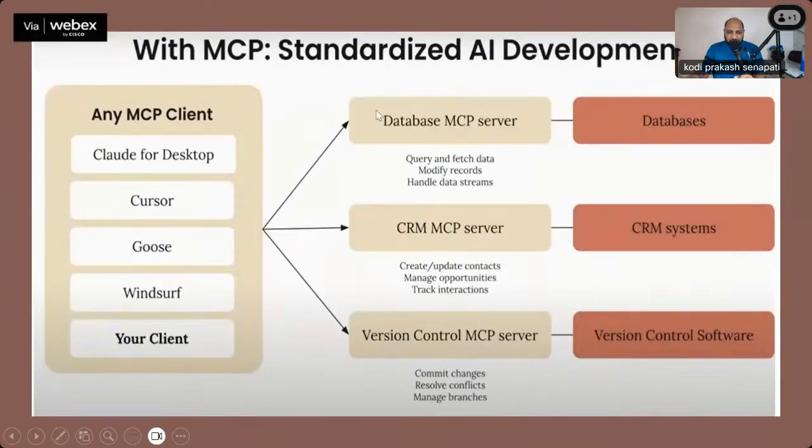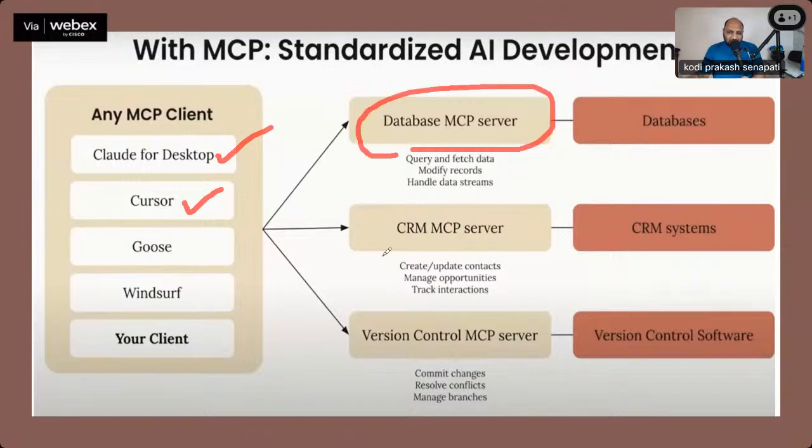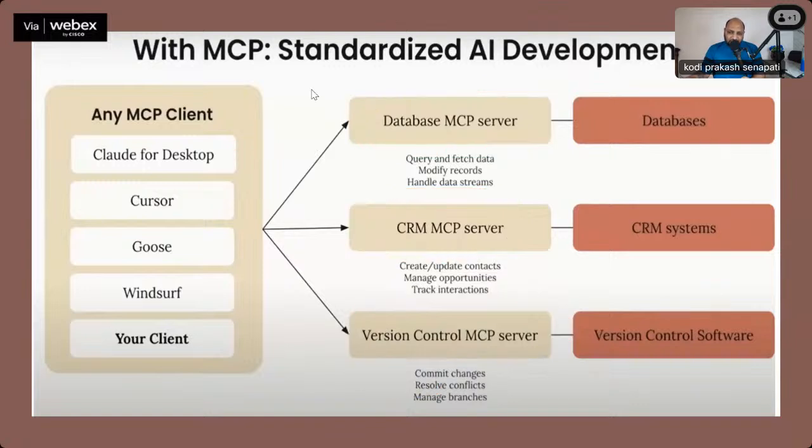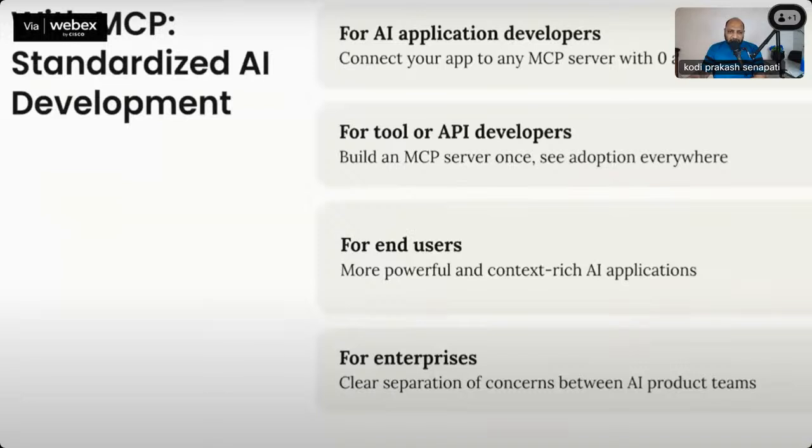Next is MCP, the standardized AI development. MCP client: what are the MCP clients? The clients we covered right now are Claude Desktop and Cursor, maybe Windsurf, I'll tell you later. There are a lot of new things. Database, MCP server, CRM, version control, GitHub: you can connect with the database, CRM, and version control. This architecture is clearly explained here. And MCP standardizes AI development for application developers, API developers, end users, and enterprises. So this is all of it.